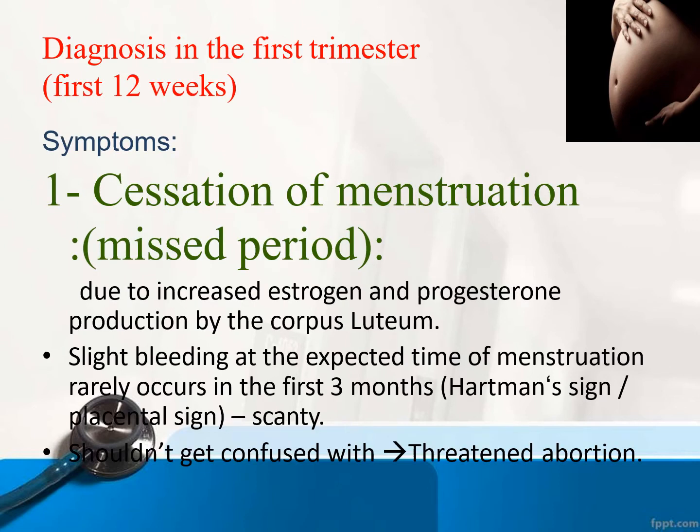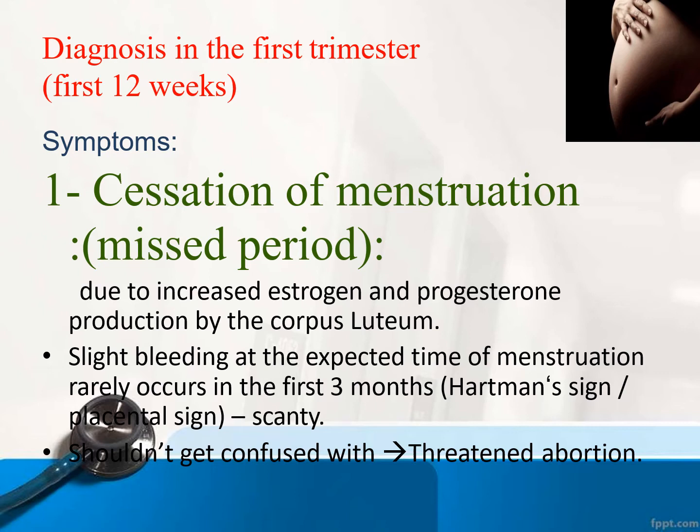Now let us see how we can diagnose pregnancy in the first trimester. It can be based on the signs and symptoms of pregnancy. First let us see the symptoms which will be evident in the first trimester, or in the first 12 weeks of pregnancy. First one is cessation of menstruation, that is stoppage of menstruation or missing of the regular menstrual cycle. Most probably you will go for the pregnancy test only after missing your cycle.